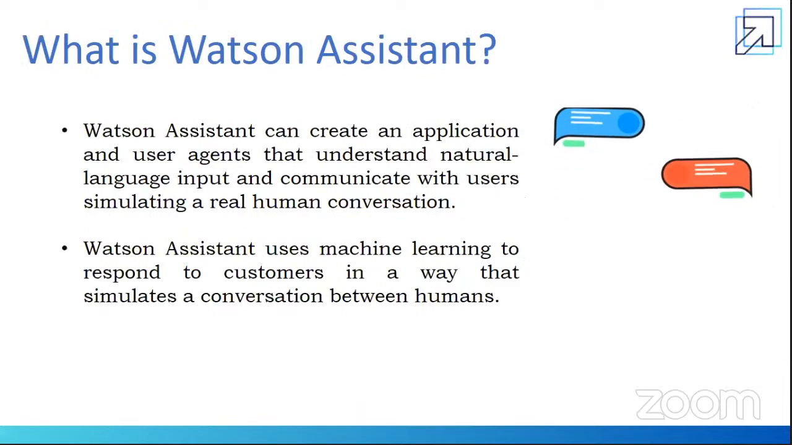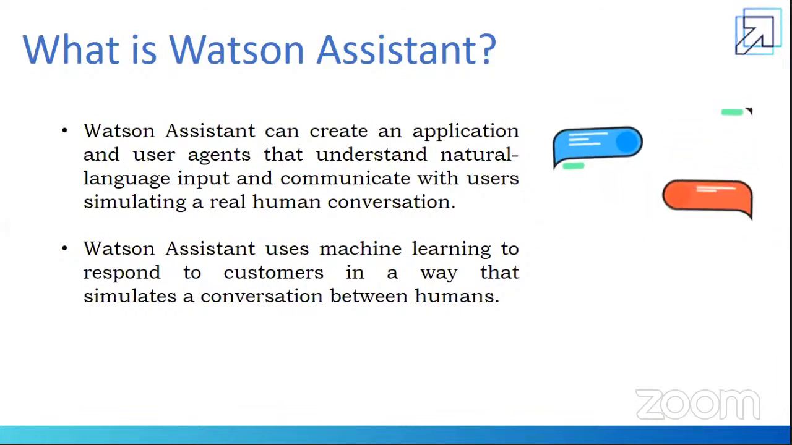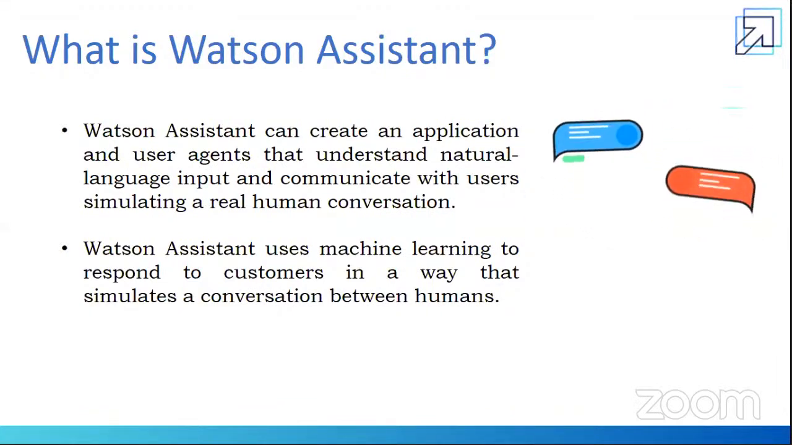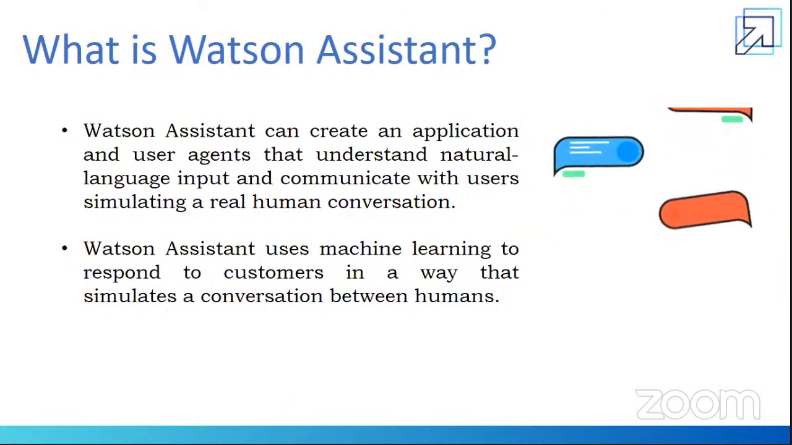With the help of this Watson Assistant you can build conversational interfaces, and you can integrate that into any application, like a device or a channel, and it mostly mimics a human brain. So with the help of a chatbot you can create a user agent or an application which can have a normal conversation like a human conversation.